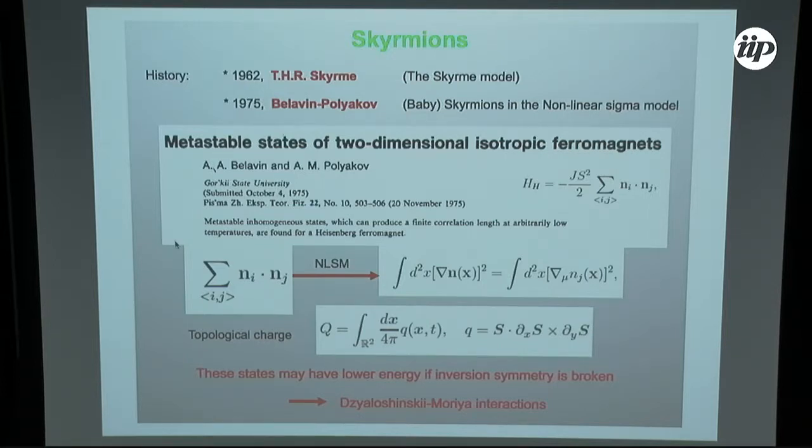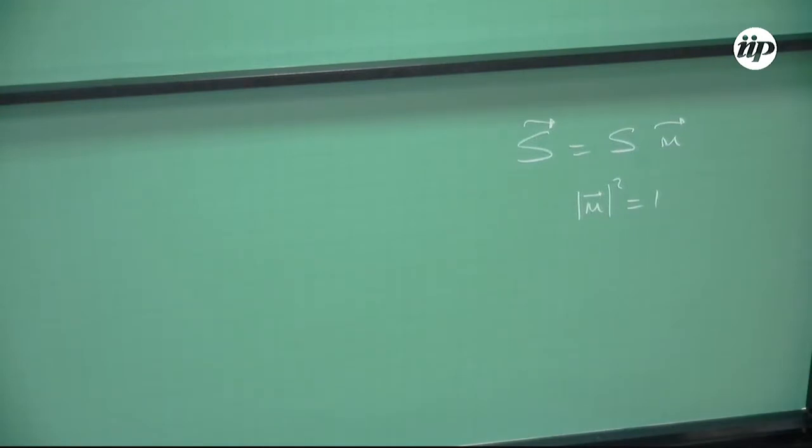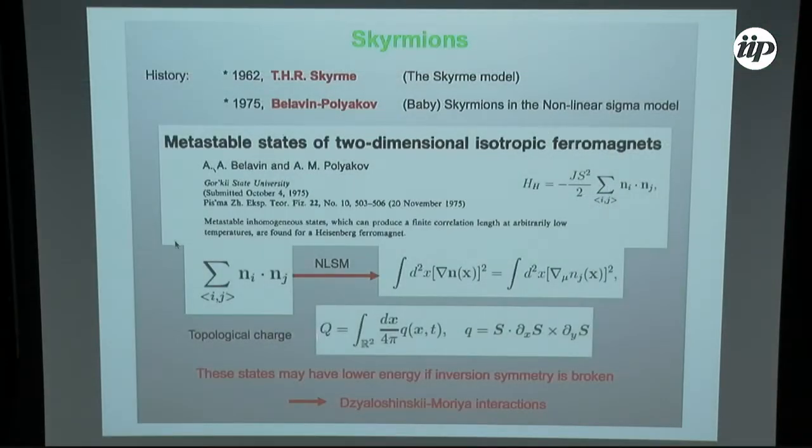Well, the point is that usually one starts from the large-S expansion, takes the classical limit first, and then does an expansion in 1 over S. But here it has no meaning, because I'm going to concentrate only on the classical case. Okay, so then essentially, if you add the Dzyaloshinskii-Moriya interactions, you will see that the models can condense these topological excitations in some ground states.